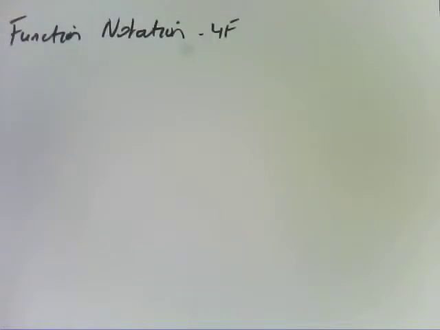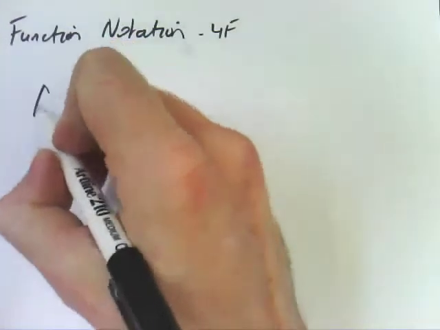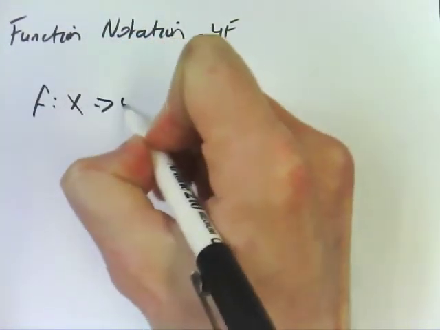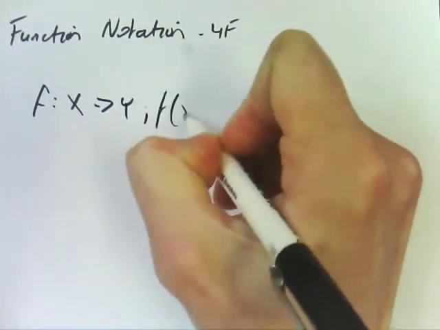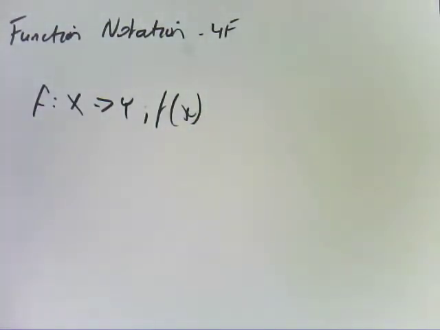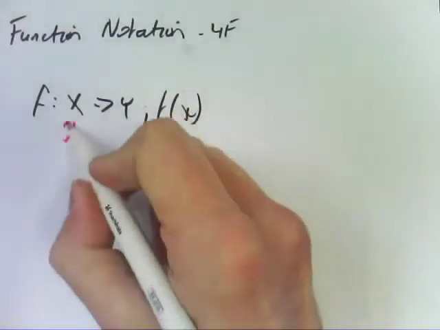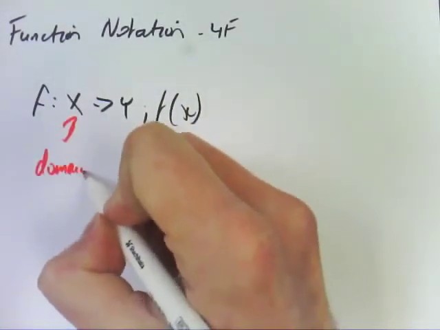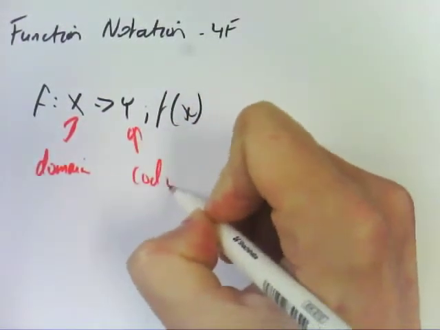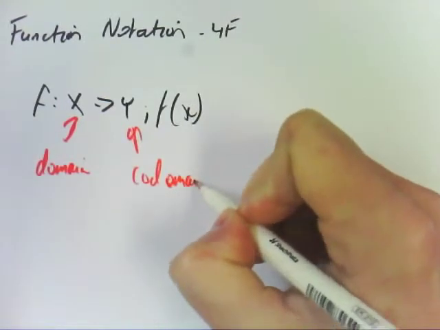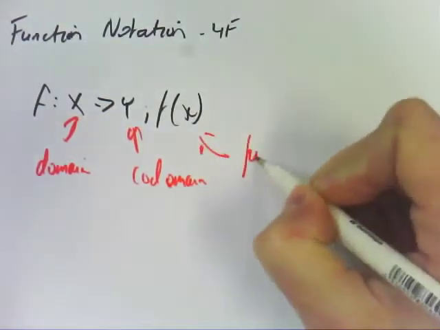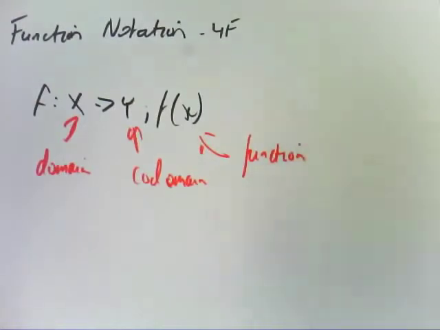So 4F is about function notation. We've already talked a bit about function notation with this stuff. Now this doesn't look like what we looked at last time, but we did talk about this being the domain and this being the codomain and this being the function. Yes, it is a y. It's a numpty y, but it is a y.